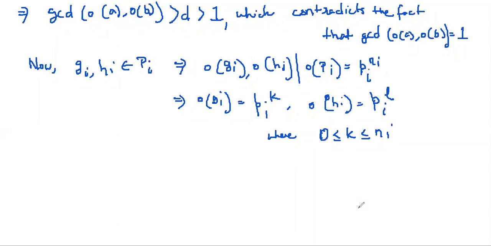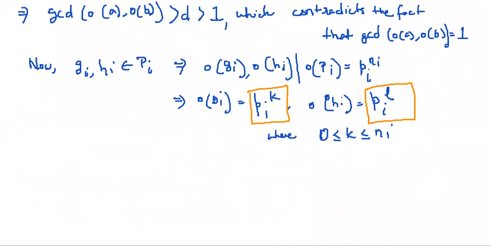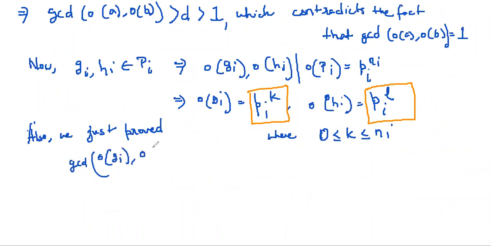Okay, now these are their orders, Pi power k and Pi power L, and I am talking about their GCD. And what have we proved just before? That their GCD is 1, right? So let's write down here: we just proved also that the GCD of the order of Hi and the order of Gi is 1.